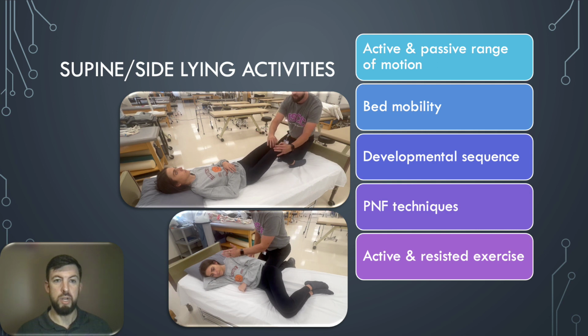This video is demonstrating a developmental sequence activity called rhythmic initiation. It is in supine and starts with completely passive motion, works to active assistive motion, and then ends with resistive motion.